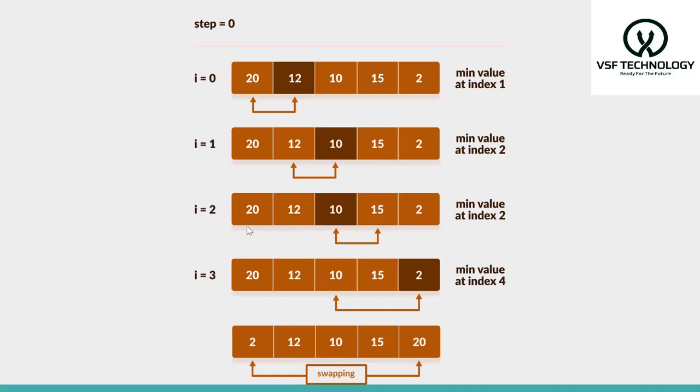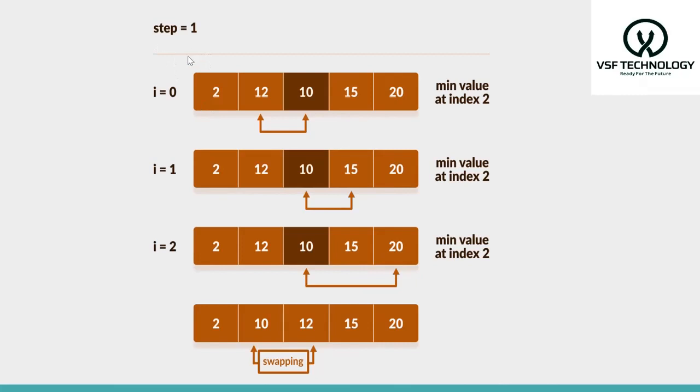Now i is equal to 2. We compare index 2 with index 3. Then here the minimum value is at index 2 because index 3 is less than index 10. Condition false. Now i is equal to 3. We compare index 2 with index 4. Then here the minimum value is at index 4. Then here we will be swapping.